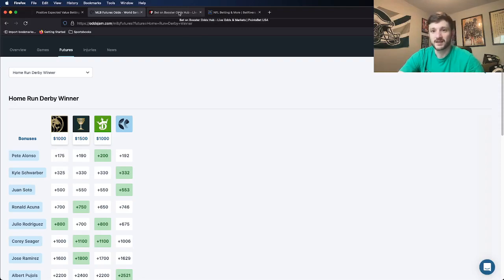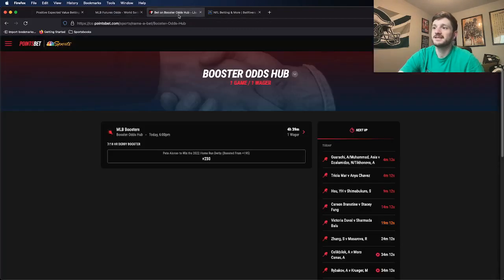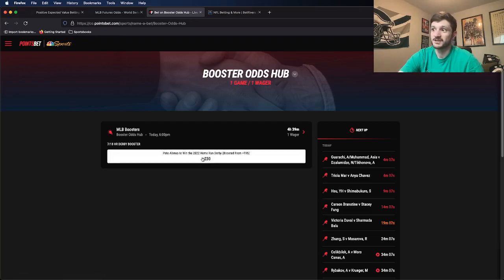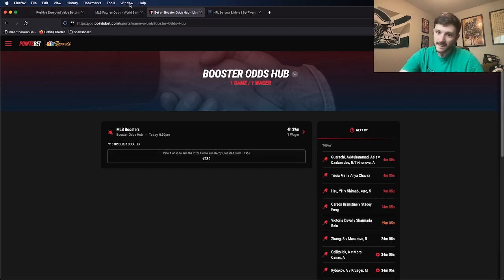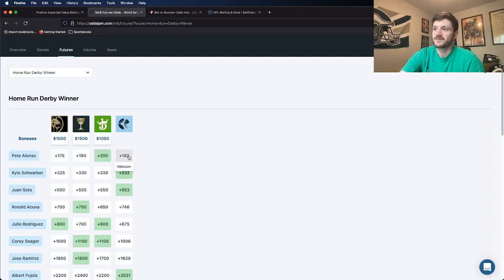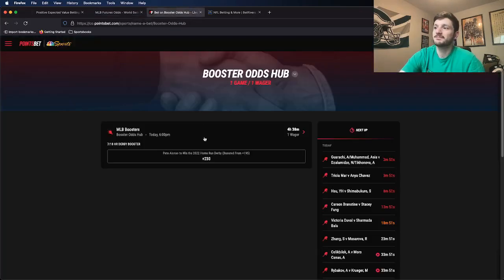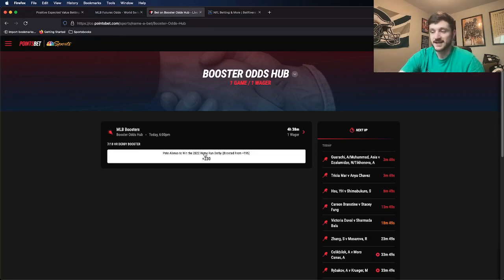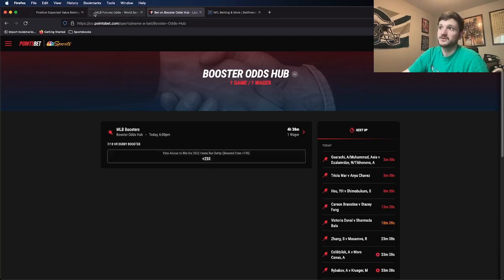So the first odds boost that I wanted to talk about is this one here, MLB boosters. This is on Points Bet. This is Pete Alonso to win the Home Run Derby, boosted up to plus 230. So this is one that I would really, really recommend. I do think it's worth betting. The OddsJam line prices this at plus 192. The best odds as of right now are on DraftKings at plus 200. So getting him boosted up to plus 230 is definitely positive expected value. Don't really look at the original number in terms of anything. It's really just what you're getting, plus 230, and whether that number is positive expected value. And I think this one is.